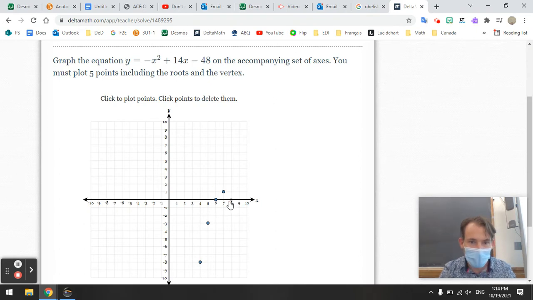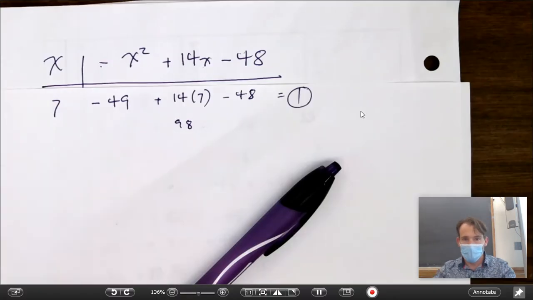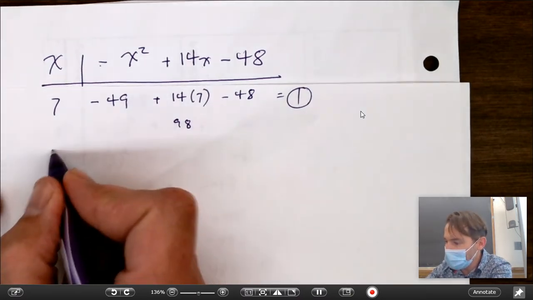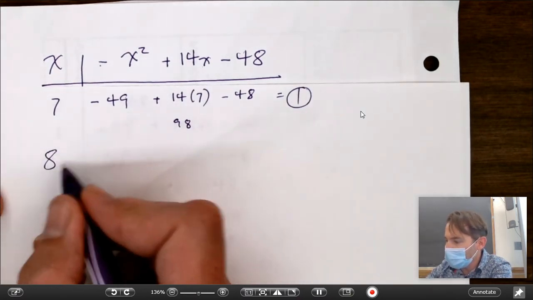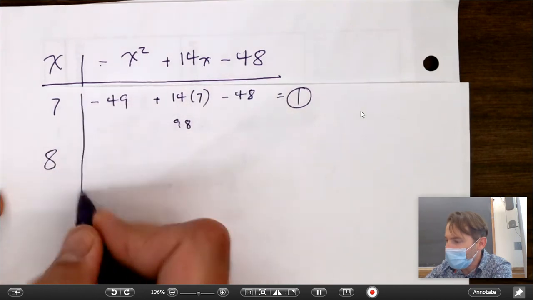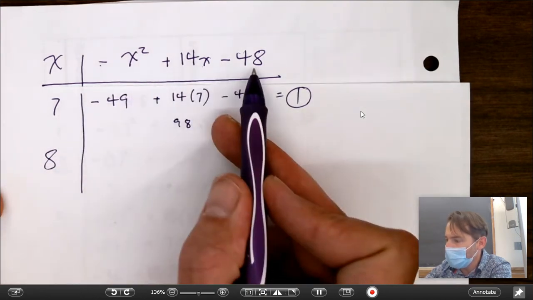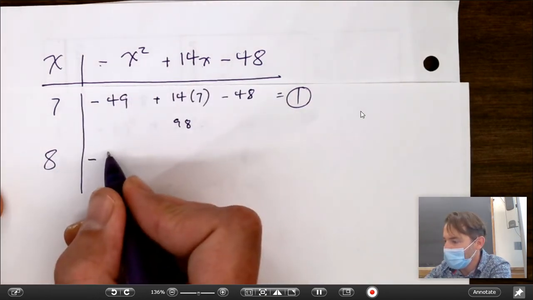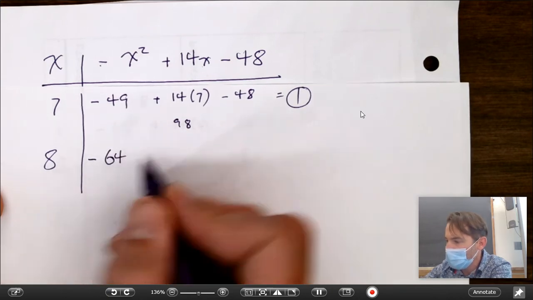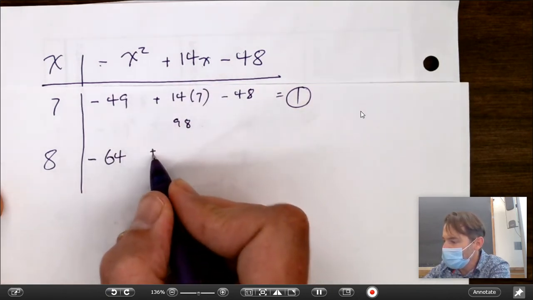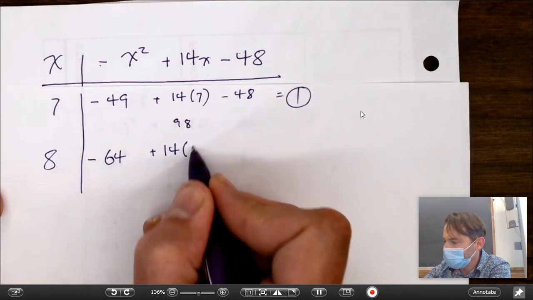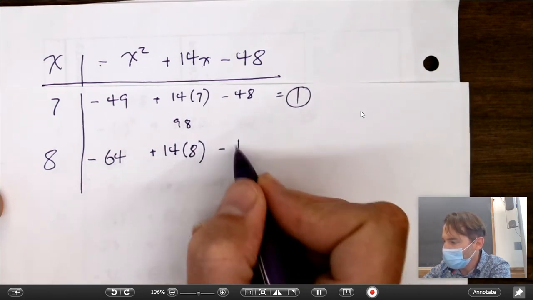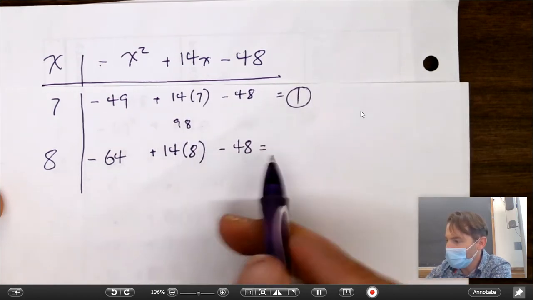Boop. And then let's find this point 8. Then I've got 1, 2, 3, 4, and then I'll get one more point there at 8. Let's go find it. Oh, where is it? It's over here. So I'm going to put that one on. X is 8. So if x is 8, what's y? Well, y is equal to negative x squared plus 14x minus 48. So negative 8 squared is negative 64 plus 14 times 8 minus 48 is equal to what?